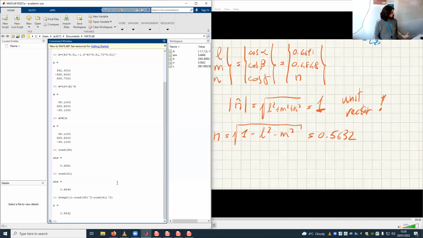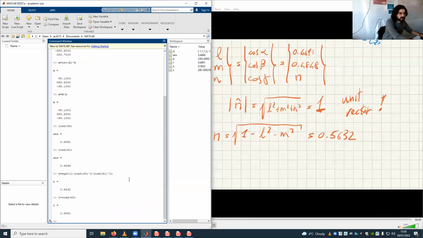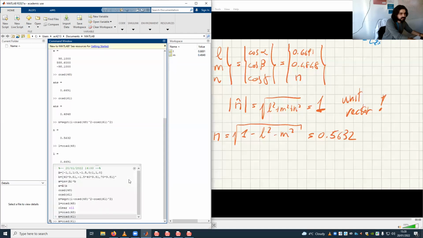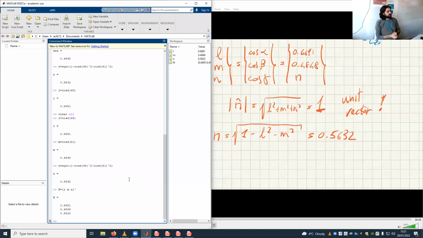How do we find the shear stress? So let me do this. Let me clear all first. So this is L. This is M. And this is N. Okay. And now let's find the vector N, capital N, is L, M, N as a column vector. Now I have to multiply this times sigma.